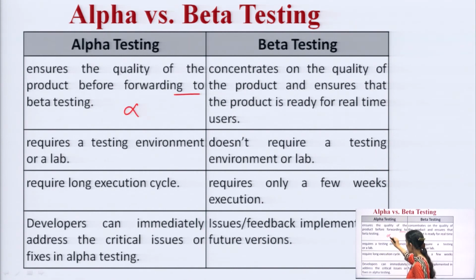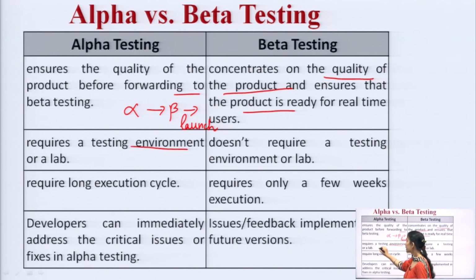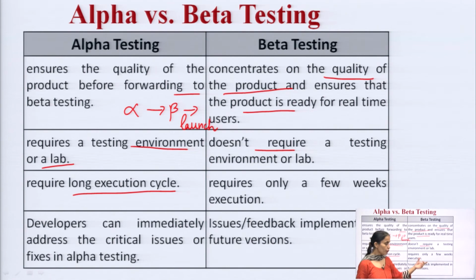Once we are over with the alpha, we proceed for beta and then we launch the first version of the software. Beta testing incorporates the quality of the product and ensures that the product is ready for real time. Alpha testing requires a testing environment, a lab for the tester, and beta testing does not require anything because it is done by users. Alpha requires a long execution cycle, while beta requires only a few weeks.